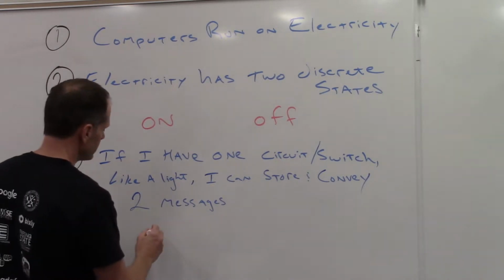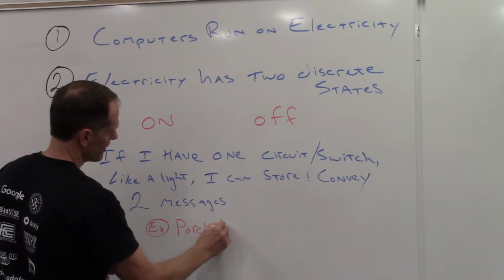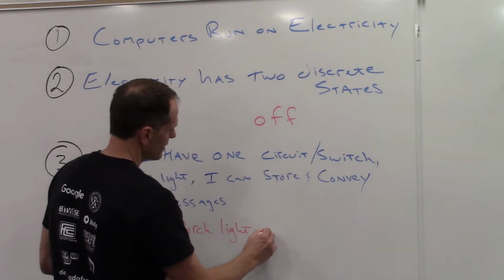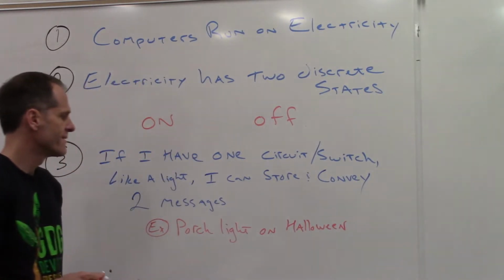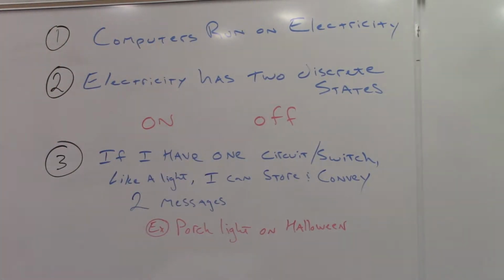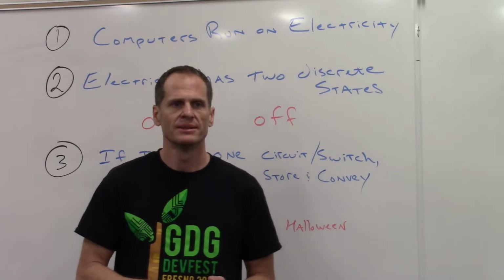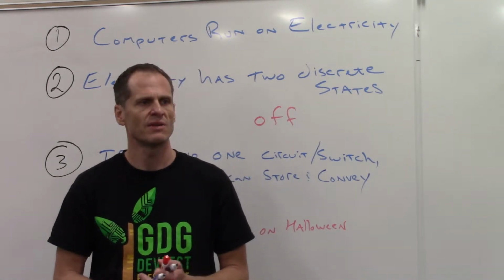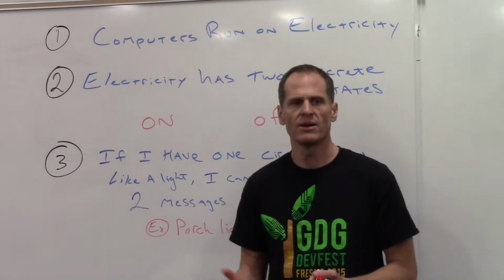And so here's an example. Porch light on Halloween. So if your porch light on Halloween is on, what's that mean in our culture? Yeah, I'm giving out candy, come on up and go trick-or-treating at my house. Now if my porch light is off, that means go away, I don't have any candy.